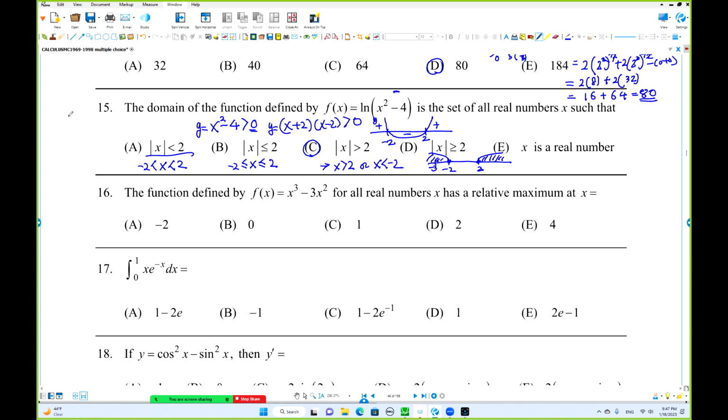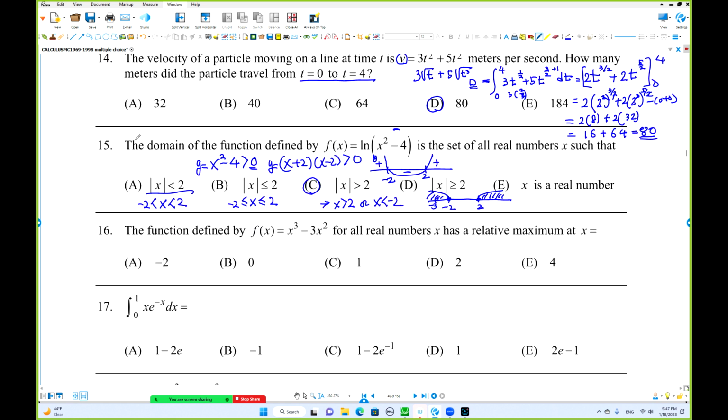Number 16, the function defined by f of x equals x cubed minus 3x squared for all real numbers x has a relative maximum at, okay? Relative maximum is what? Looks like this way. The graph is increasing, then decreasing, right? At this point it has a relative maximum. But we're going to check with the first derivative, right?